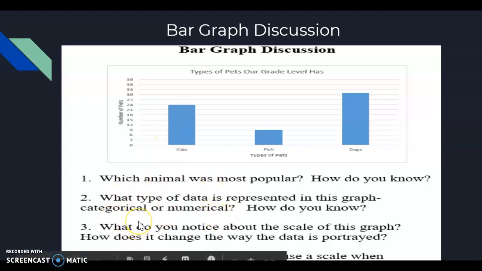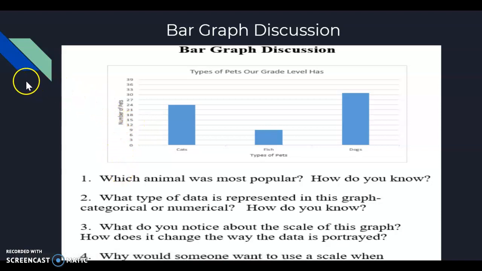And that was number 3. And number 4, the question is, it may be a little bit off the screen here, why would someone use a scale when creating a graph? Pause it and take a second to think about that answer.